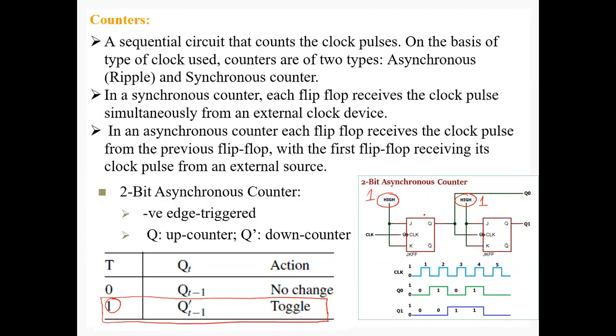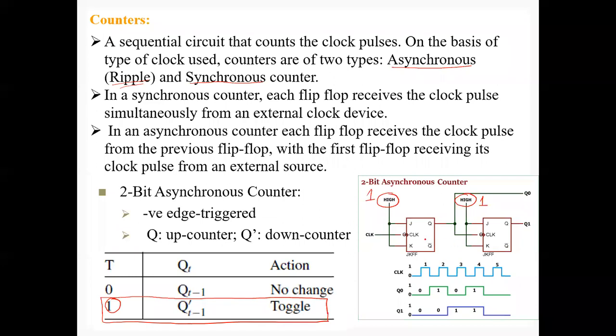Okay, so a counter is a device that counts clock pulses. On the basis of the type of clock used, we can differentiate counters into two types. One is asynchronous, and the other one is synchronous. Asynchronous is also called a ripple counter. As the name suggests, a synchronous counter is a kind of counter in which the clock pulses are given to both the flip-flops at the same time.